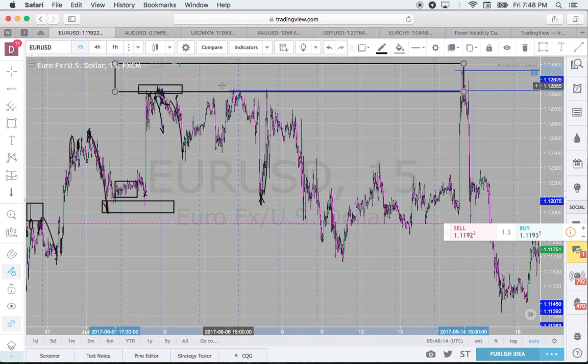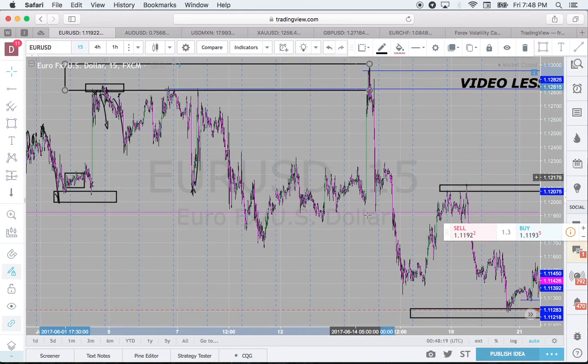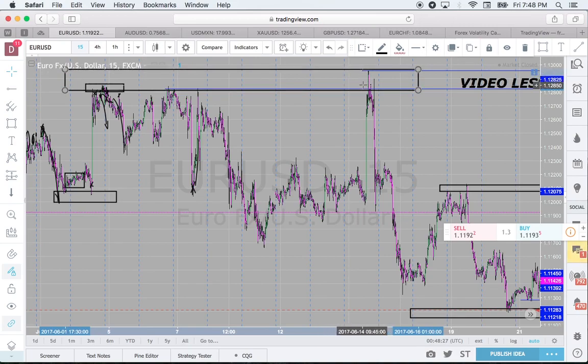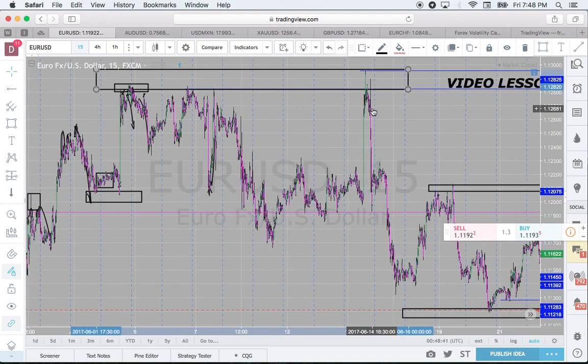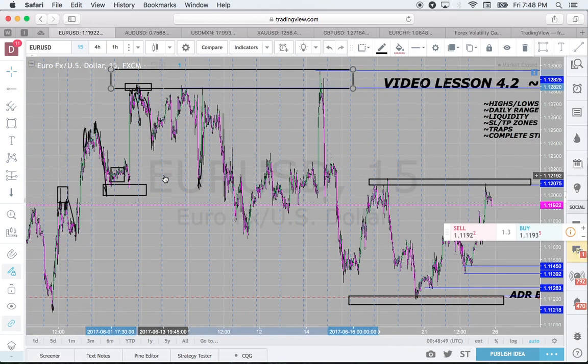This was the high of the month. This was a big news event that filled the average daily range. It came up, spiked into the high, or into this liquidity zone, very fast, keeping as many people trapped up here, yet hitting as many stop losses as possible. So, stop loss and take profit zones. We'll talk about those next.